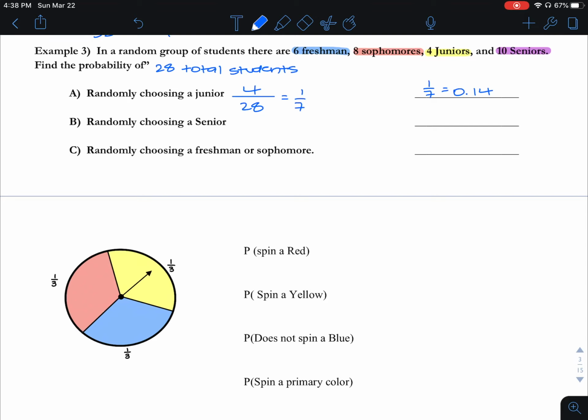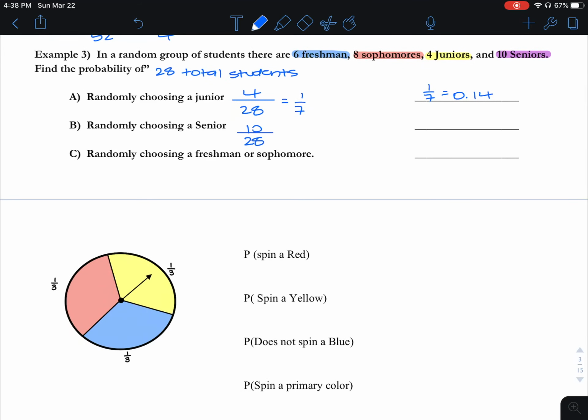Okay. All right, let's talk about B. Randomly choosing a senior. Again, I need my ratio. 28 is my total. Well, how many seniors do I have? I have 10. So 10 goes on top. I can reduce this. This is 5 over 14. 5 over 14 is my answer, or 0.36 if I plug that into my calculator.